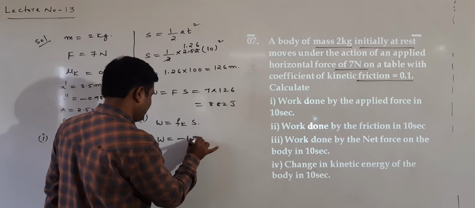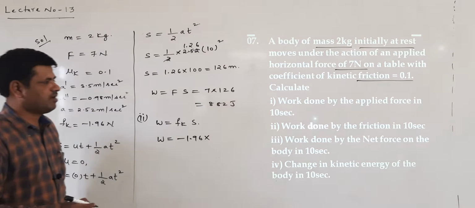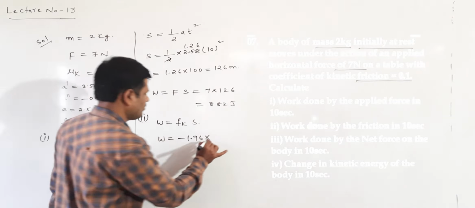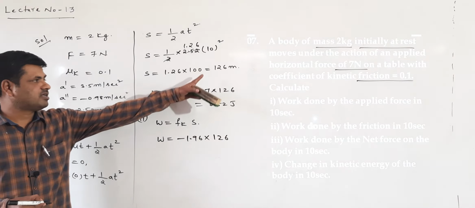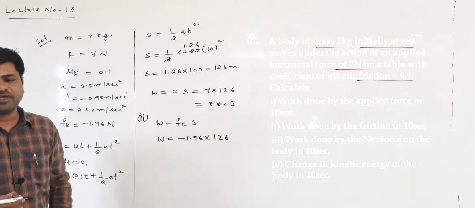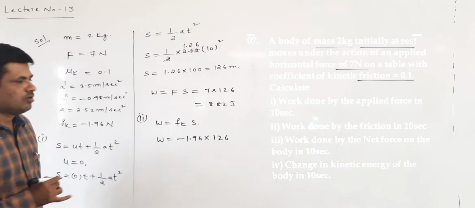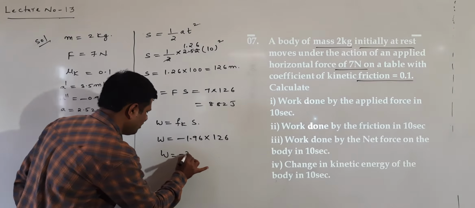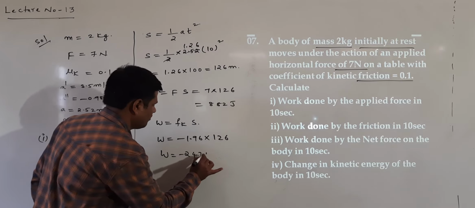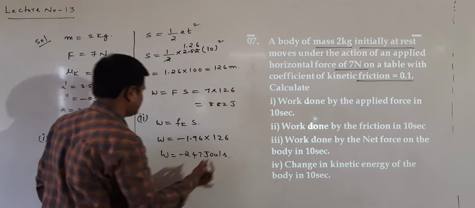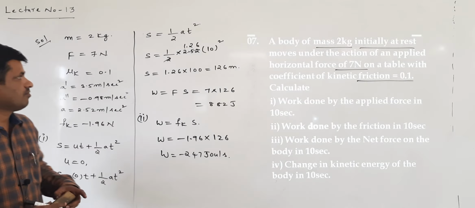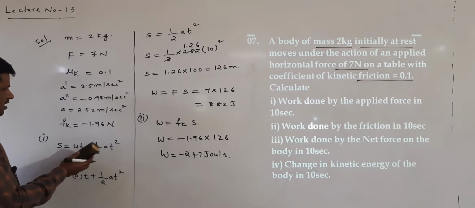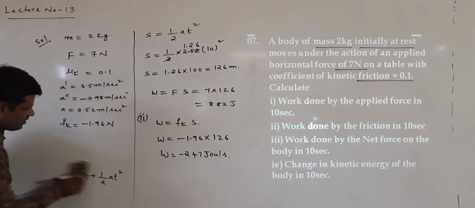So here it is minus 1.96 into displacement. Displacement is equal to 126. Now what value are we getting? When multiplying, it is near about 247 joules. This is the work done by the frictional force in 10 seconds. Next we will do the third question. Here two are completed.